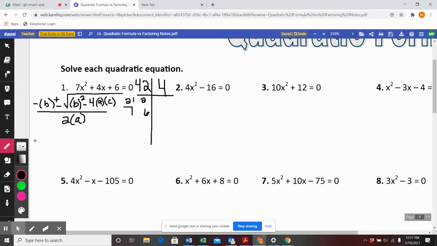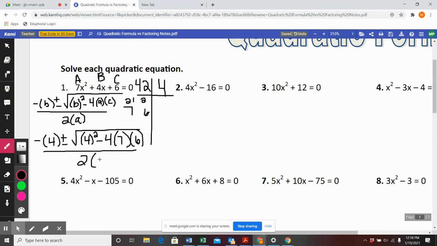Okay, so the quad formula is negative, and then this is your A, this is your B, and this is your C. So negative B plus or minus, and that's when we put it in the calculator, we do one plus, and then we do it when it's minus. B squared minus 4, A is 7, C is 6, and that's over 2A. So we're going to plug that into Desmos.